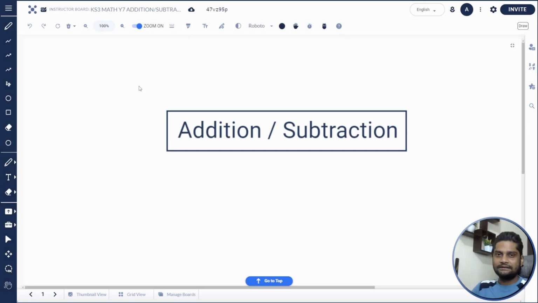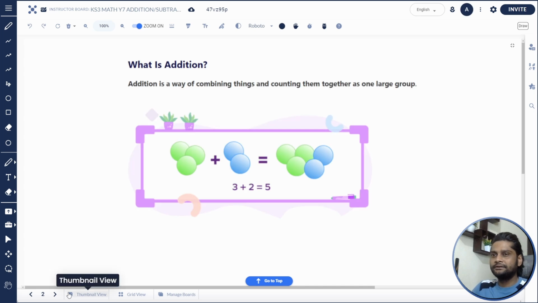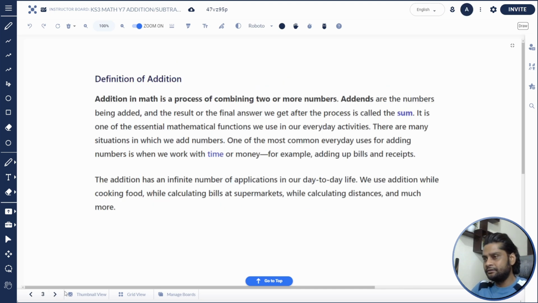Hello dear students, in this lesson we are going to talk about multi-digit addition and subtraction. Let's begin with addition first. So addition is what? It's something when we combine different things and count them as a large group. So to perform addition we have different strategies. We can have different methodologies to add numbers.